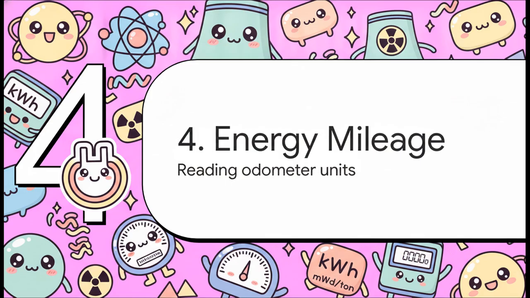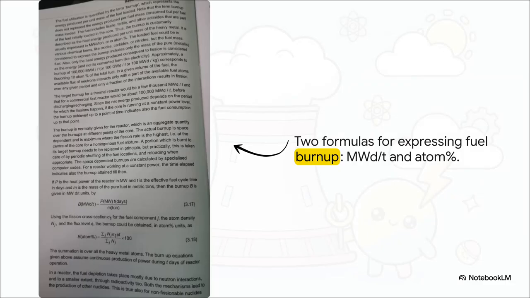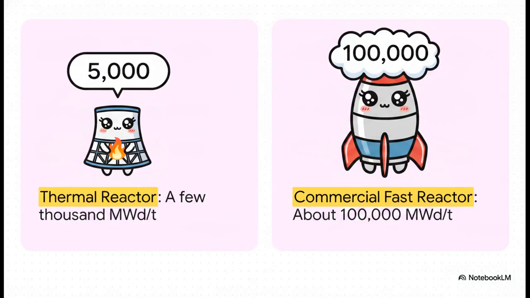Section 4. Measuring energy mileage. Reading those odometer units. So how do we calculate this in the real world? Well, engineers use two primary, distinct ways to measure burnup. The first formula gives us megawatt days per metric ton, basically calculating the heat power over time divided by the fuel mass. The second formula takes a much more microscopic approach, measuring the atom percentage of the fuel that is successfully fissioned. And there's a massive difference in fuel efficiency targets across different reactor technologies.